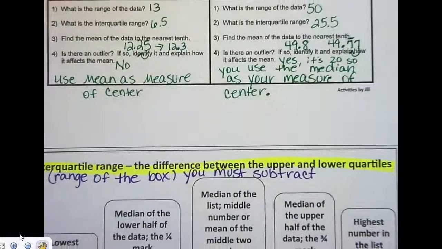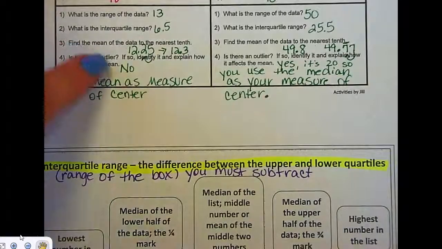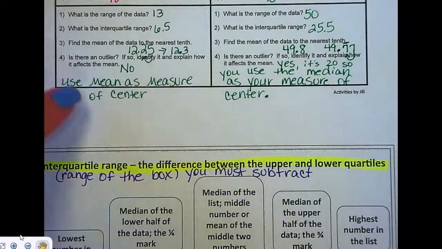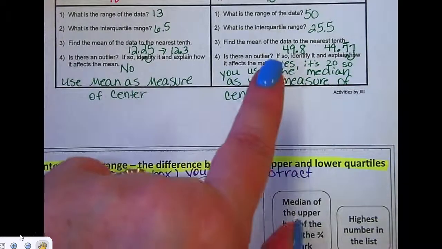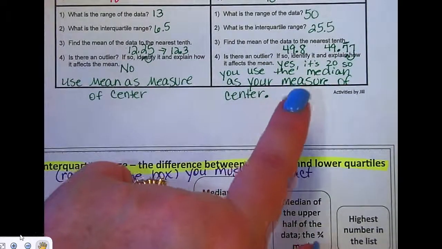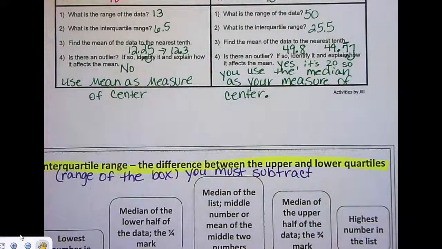So these are two important statements that you should have written on your paper. If there's no outlier, you use your mean as your measure of center. Over here, there is an outlier. It's 20, so you use the median as your measure of center. You need to have both of those things written on your notes. And then we'll get them put in our journal, and then we'll talk about today. So some of you need to be writing.